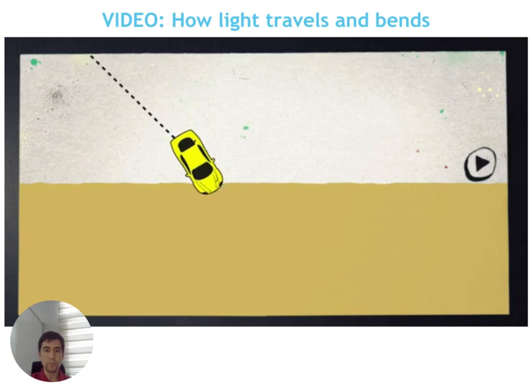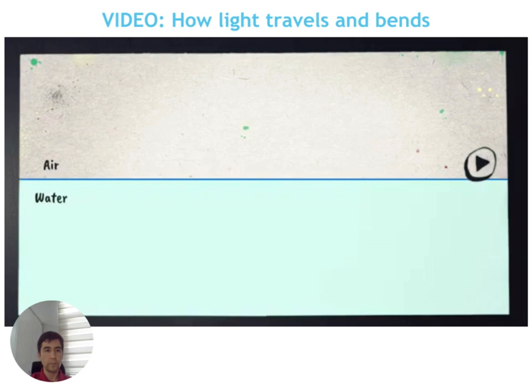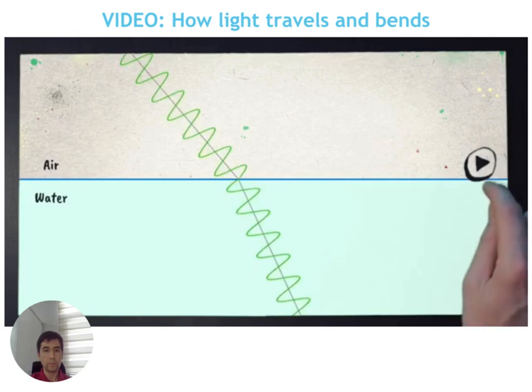Once the whole car is on the sand, it continues in a straight line, but not the same straight line that it was travelling on along the road. Light rays work in the same way. If light rays are moving through air and reach a different material at an angle, they'll change direction slightly.